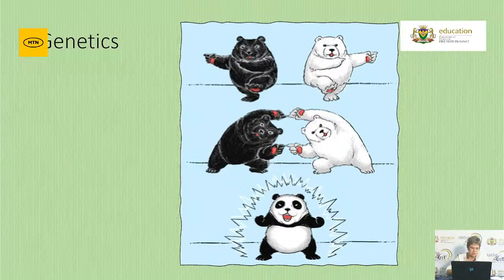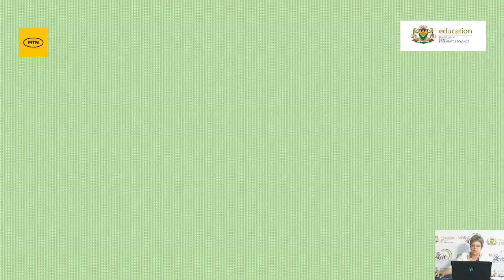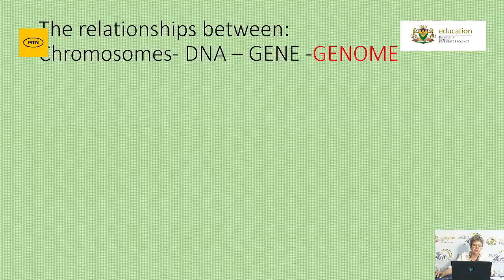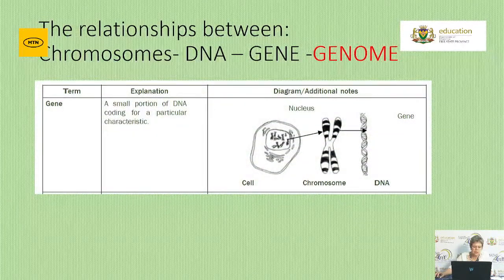Genetics is like mathematics. There's a formula that you must use and apply when you are doing genetics. So let's focus just on a few points where sometimes you struggle to identify what the answer is. Now, there's a relationship between the chromosomes, the DNA, the gene, and the genome. So the gene is a small portion of the DNA that codes for a characteristic.